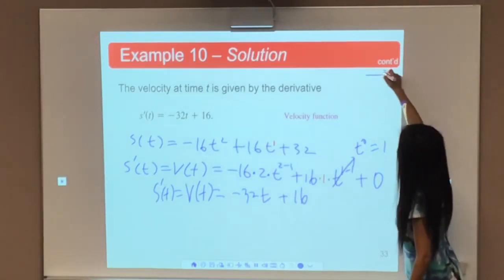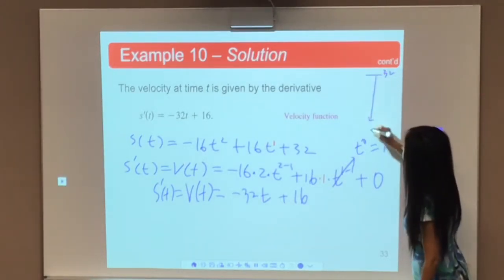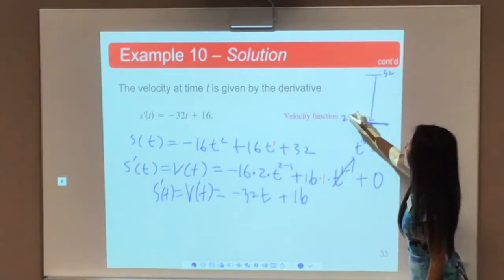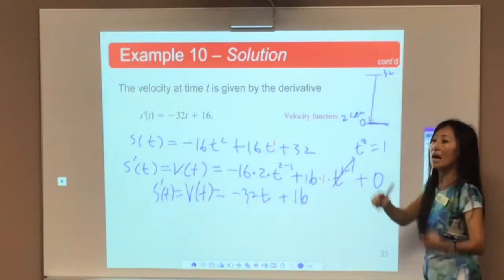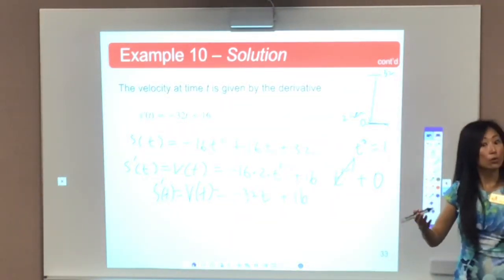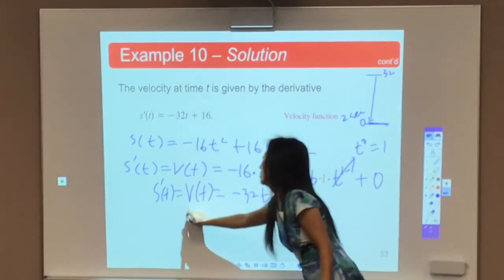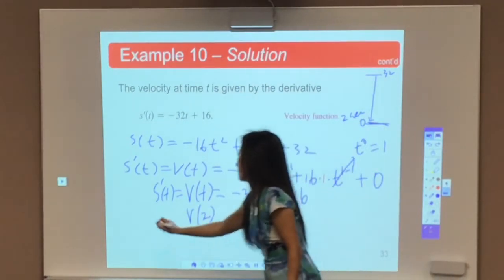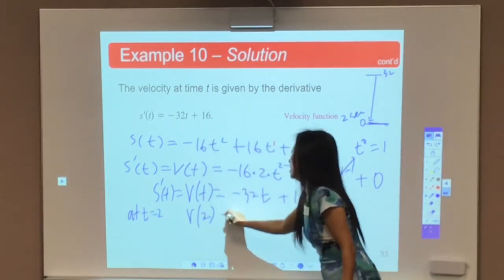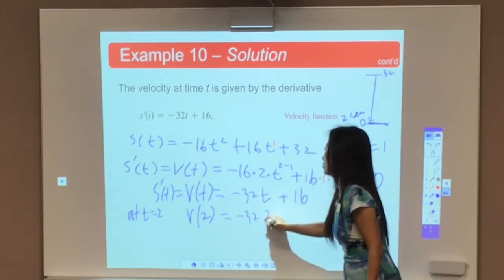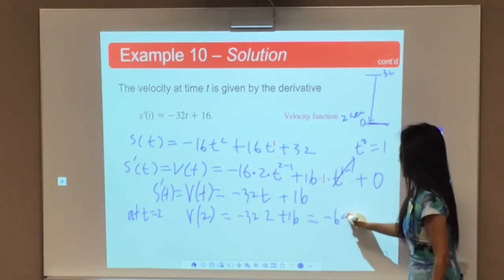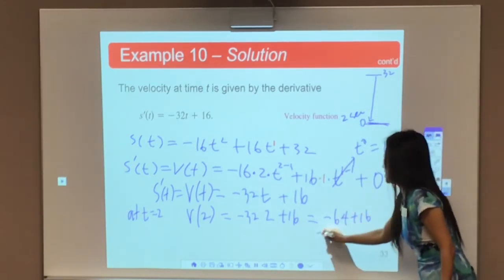So they're asking you, what was the question? They said, the diver is at 32 feet. Come down to where? 0 feet. So we know the time. It takes what? 2 seconds to come down. Now let's find the velocity. Then I need to plug in t as which number? 2. Yeah, let's find the velocity. That gives me negative 32 times 2 plus 16. What is my velocity? Negative 64 plus 16 is negative 48.